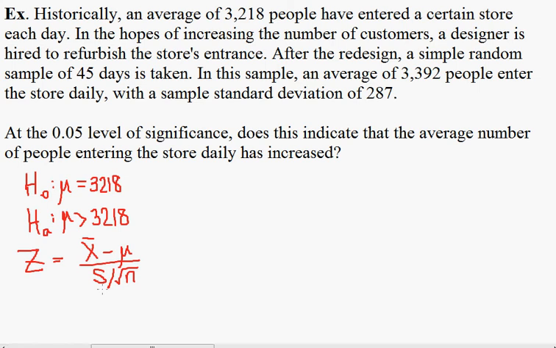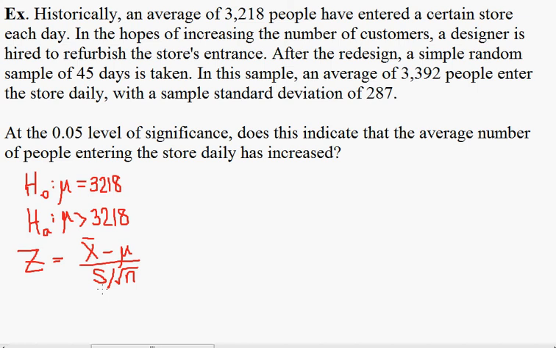So using the guidelines that we discussed in class and from the textbook, we know that x bar minus mu over s over square root of n is approximately normally distributed. If n is not large, then we have to use something called the t-distribution, which we will discuss in a later video.